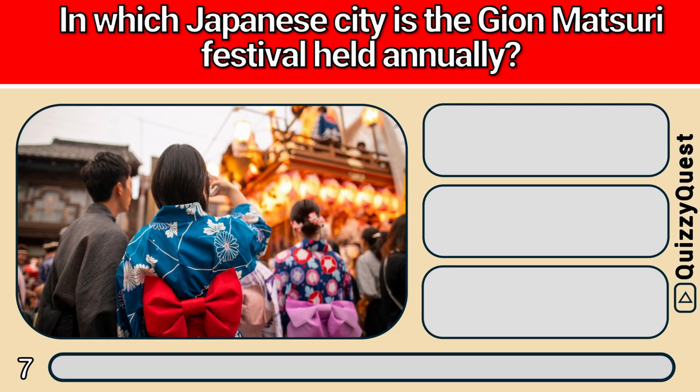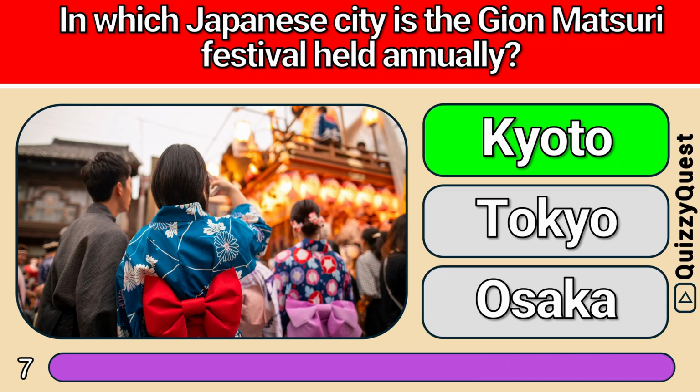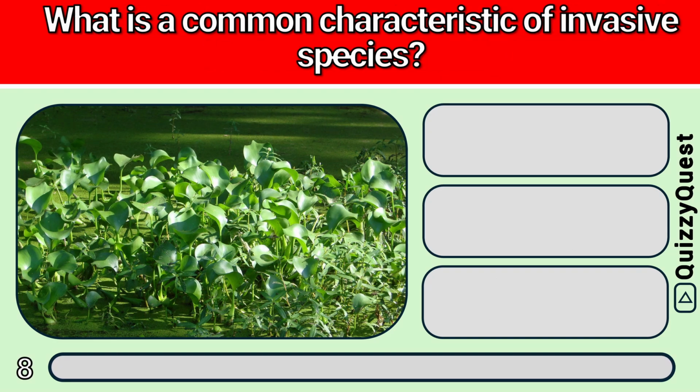In which Japanese city is the Gion Matsuri festival held annually? Is it A, Kyoto, B, Tokyo, or C, Osaka? It is A, Kyoto. What is a common characteristic of invasive species?